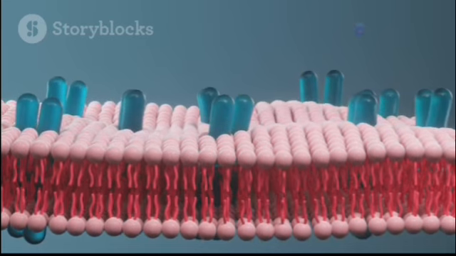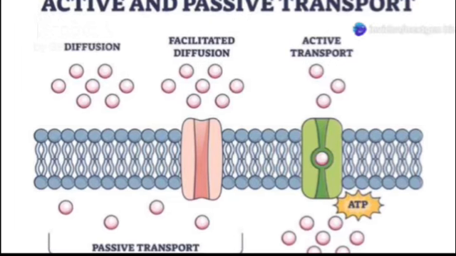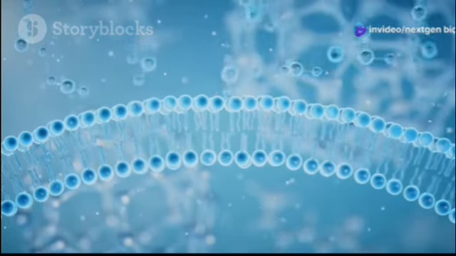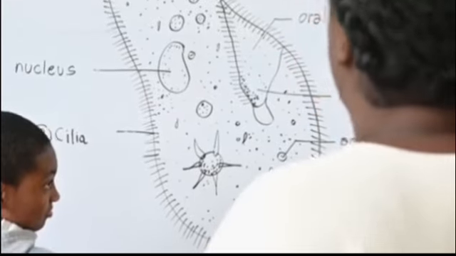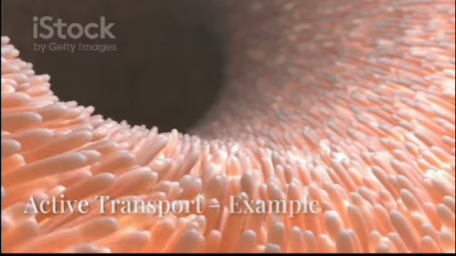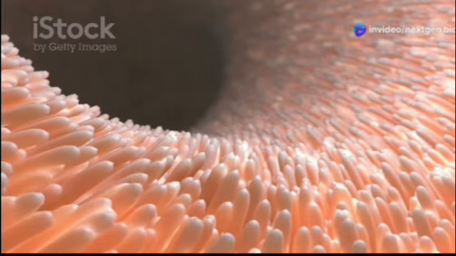Active transport is quite fascinating. It involves moving particles from a low to a high concentration, and it uses energy from respiration to do so. This process is essential for many cellular functions. Glucose is actively transported in the intestines.